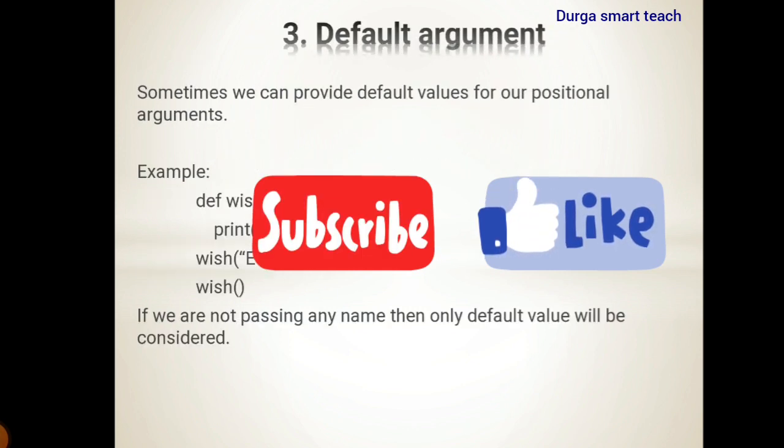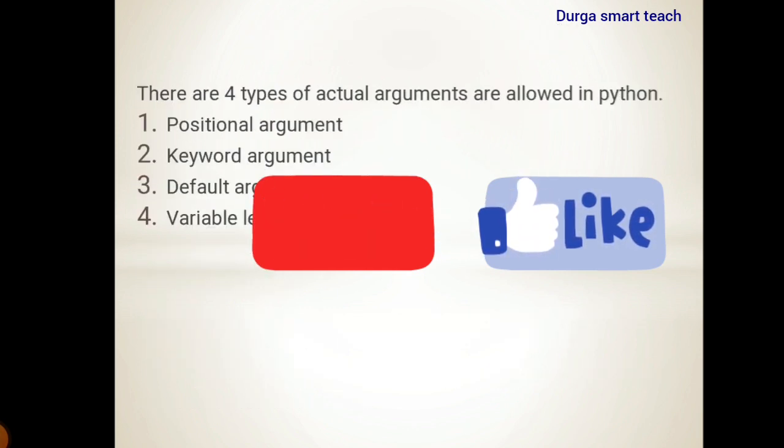So here the four types are positional, keyword, default and variable length.